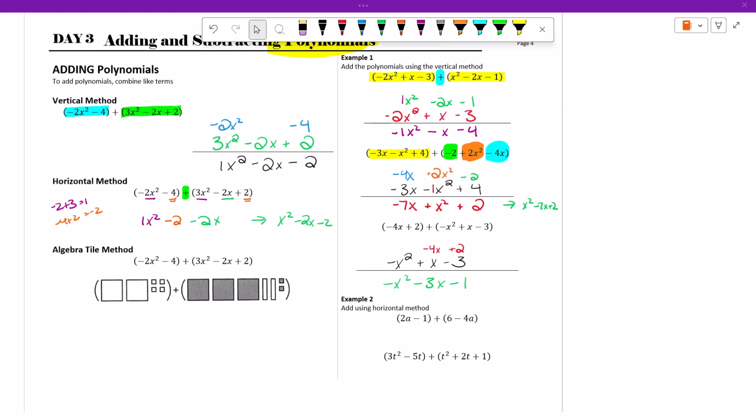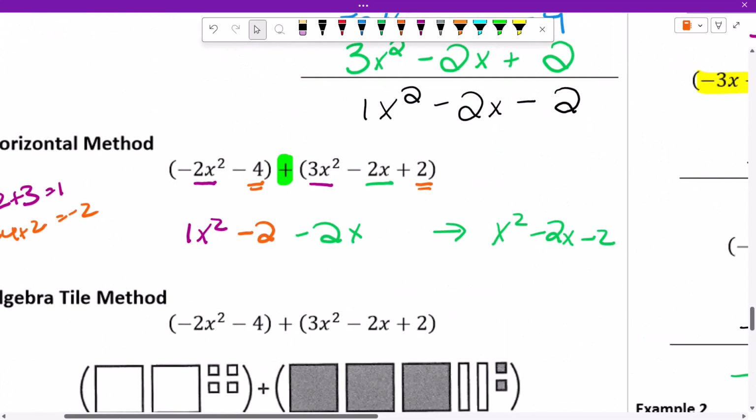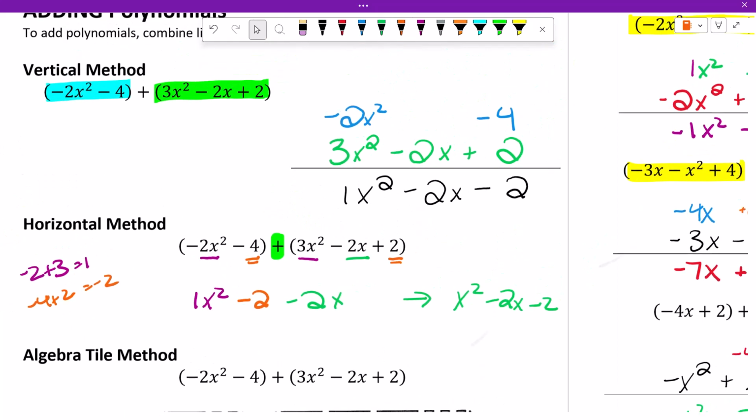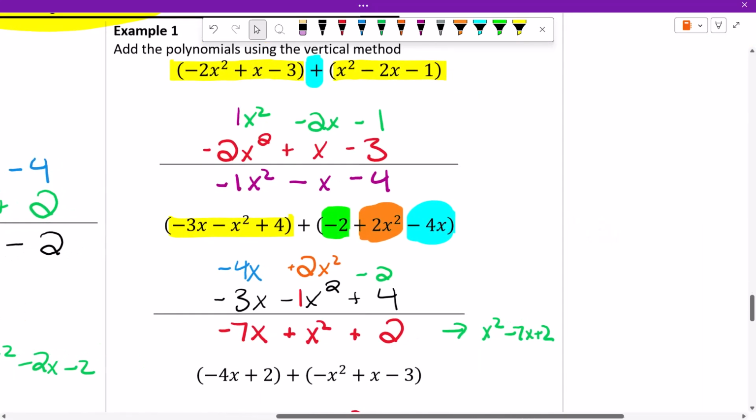All right, so last day we talked about adding polynomials. So we had brackets, so an expression inside of a bracket, another expression inside of a bracket with a plus sign in between. And I said, hey, if you liked what we did in day 2, you can just keep on doing that. You just go from left to right, and you find your like terms, and you just add them up.